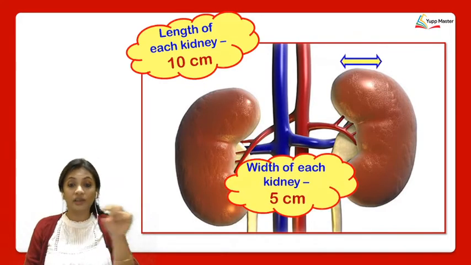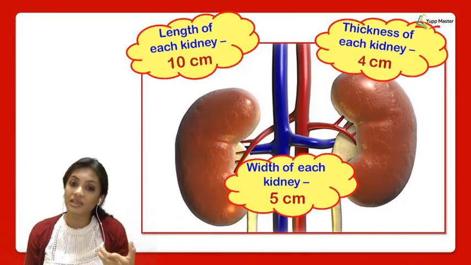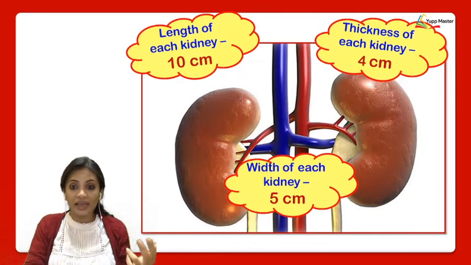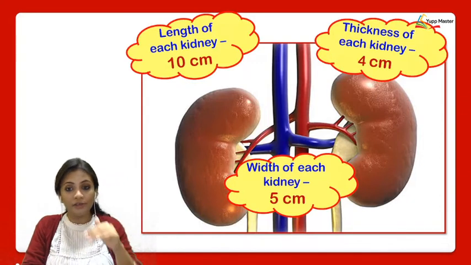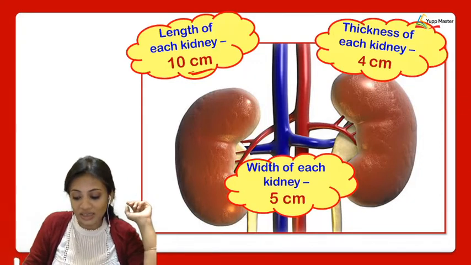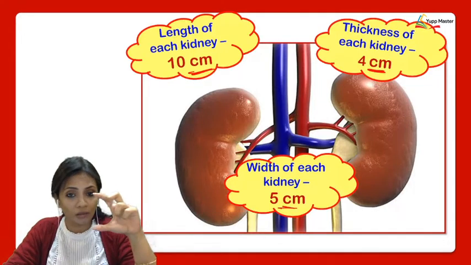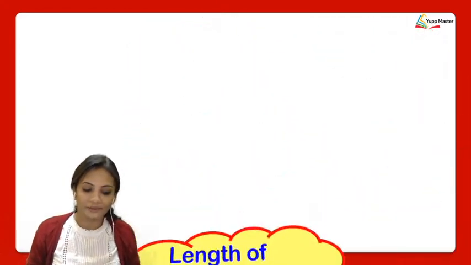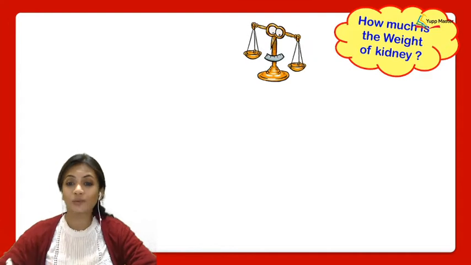Then we see the width of the kidney is 5 centimeters. And when you talk about the thickness of the kidney, it is 4 centimeters. So in terms of length, width and thickness, the kidney is 10, 5 and 4. Remember, it is all in centimeters. So basically when you see it, it is quite a small organ, not as large as you might imagine it to be. All right. Now, next, how much is the weight of the kidney?